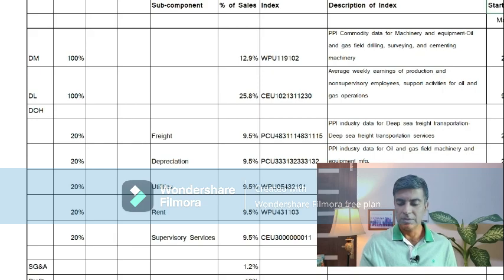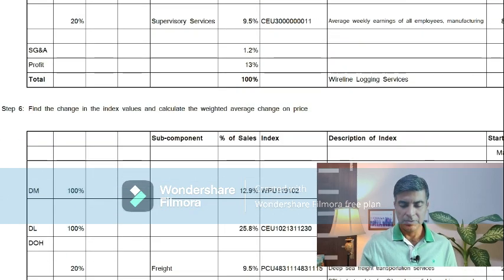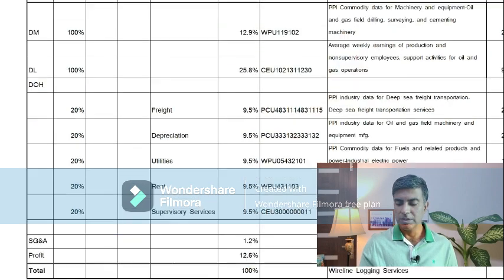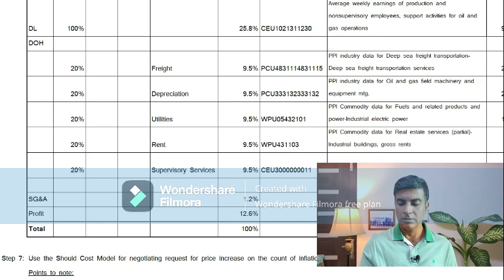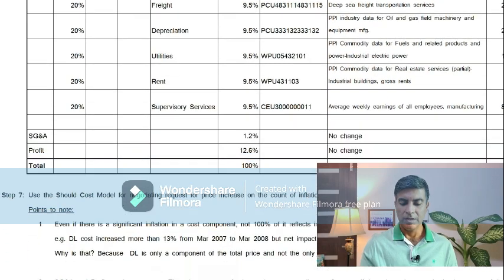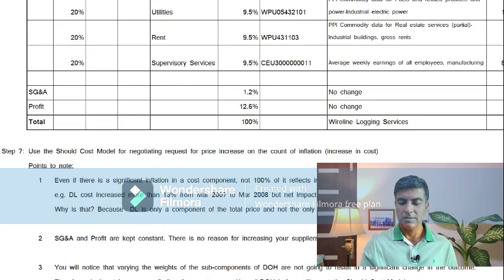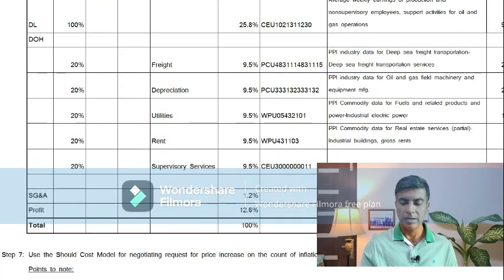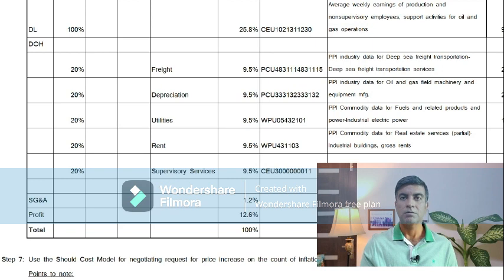Then once you have this, in step 6 you calculate the percentage change of each of these indexes. Then you weight that percentage change with the weight that you have here, and you get a weighted change, and then you sum up these weighted changes to calculate the total change in price. And this is the change in price as per your should cost model that you can take to your supplier and negotiate with your supplier.